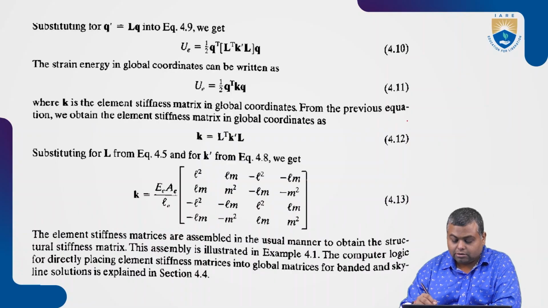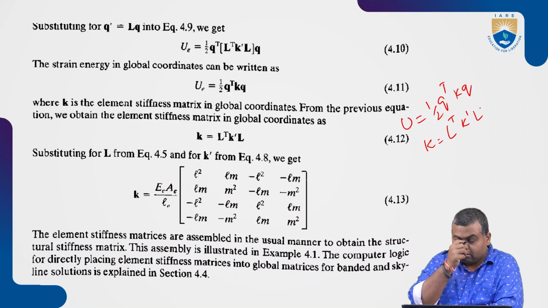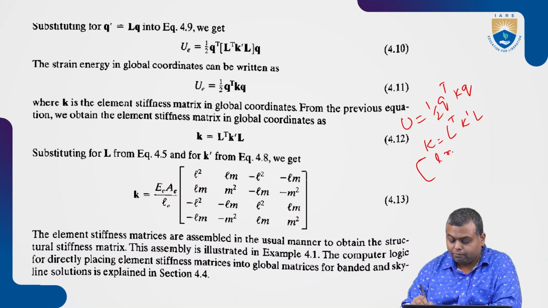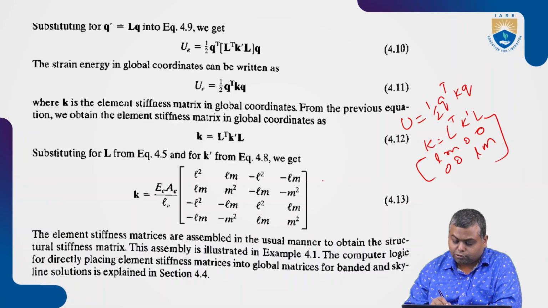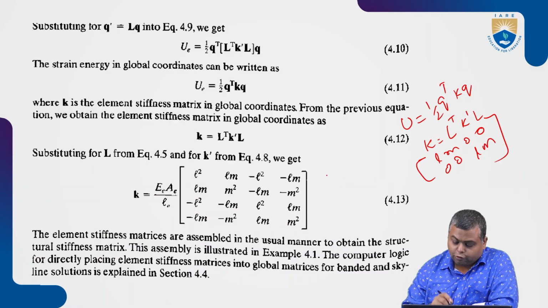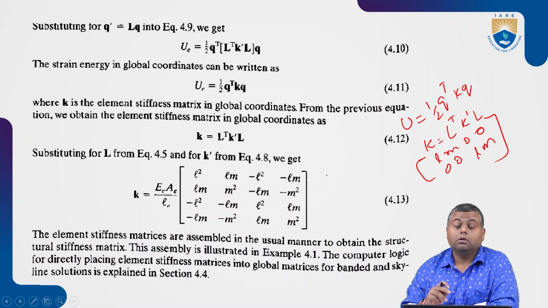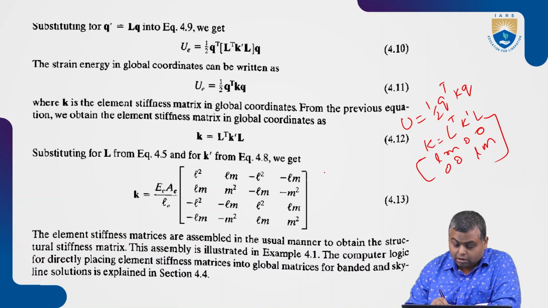In general, we know that strain energy U is equal to half Q transpose K Q. So K is nothing but L transpose K L. We already know that the L matrix is [L, M, 0, 0; 0, 0, L, M]. So substitute L and L transpose. If I do the transpose, it will be 4 by 2 and 2 by 4. That's it. Thereby, what I will get is L, M, 0, 0, 0, 0, L, M.